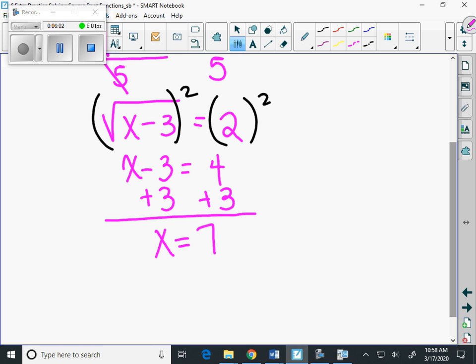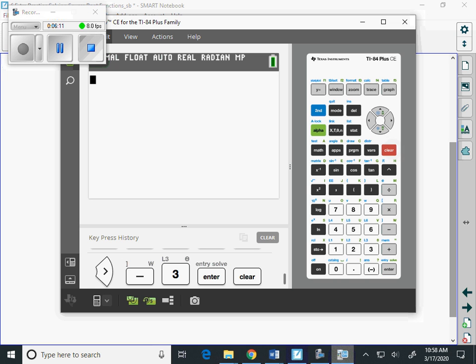And now that we've got x equals 7, what we want to do is go back and check. And again, just use your calculator to check. I don't write a lot of stuff out. I know some other teachers do. I know the video did. The video on the notes did.